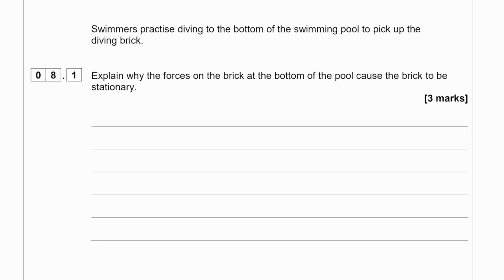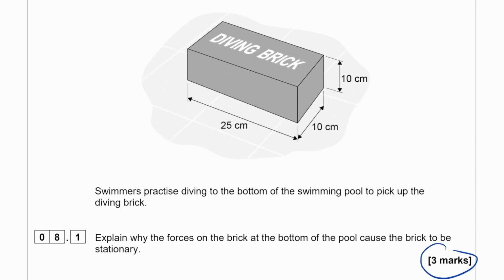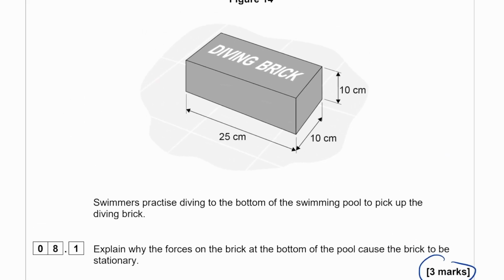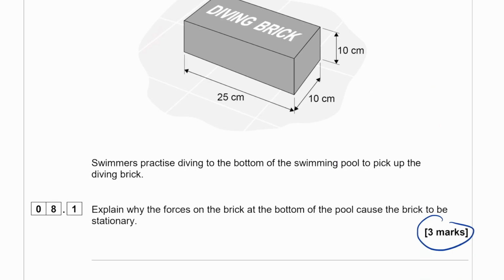Okay, so essentially, why would anything be stationary? And again, look at the marks. It's 3 marks. So have a go. What would your answer be to get all 3 marks? Okay, so it's worth 3 marks, but it's actually useful to understand if you work almost backwards a little bit over here. So the question is asking us why the brick would be stationary.